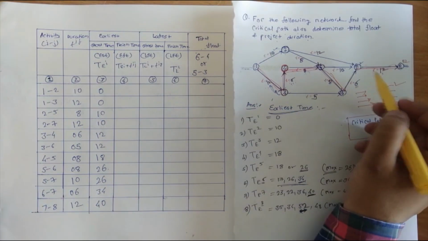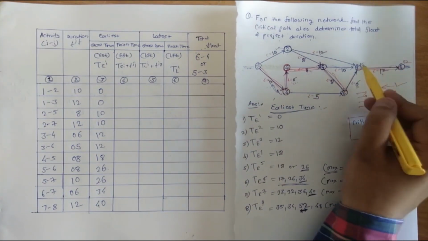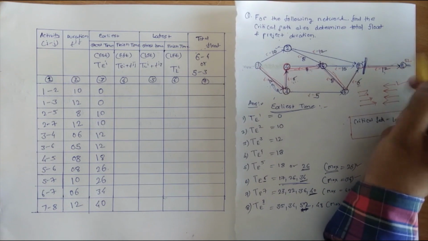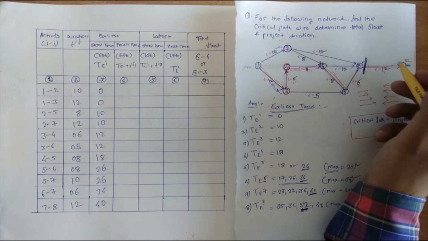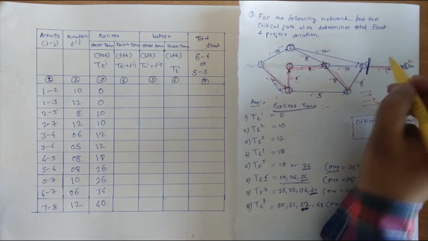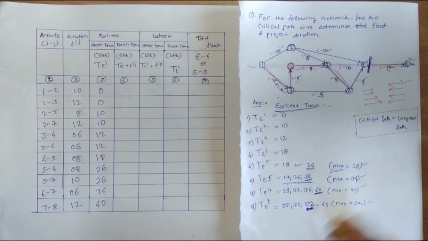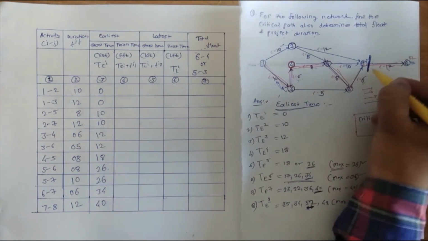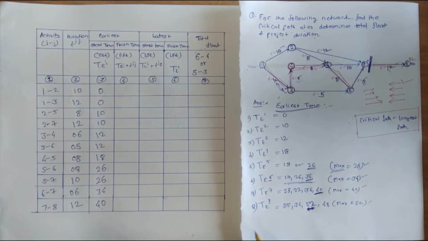And now 7 to 8, we need to calculate till here only. Don't count 12. There was some confusion. So we need to count till this. Whatever the longest path, we have this longest path till 7. It is 40. Clear? So okay, what is next?